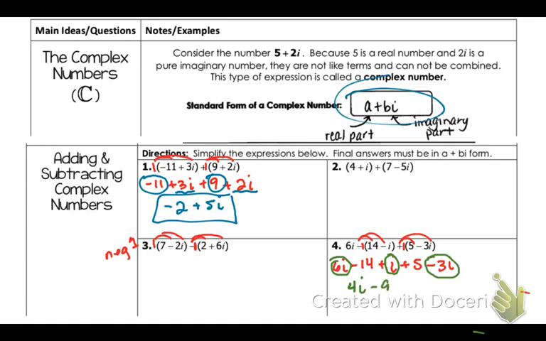This answer would be wrong because I have to write it in the form a plus bi. So I need to make them switch. So it's going to be negative 9 plus 4i as your final answer. And then you're done.